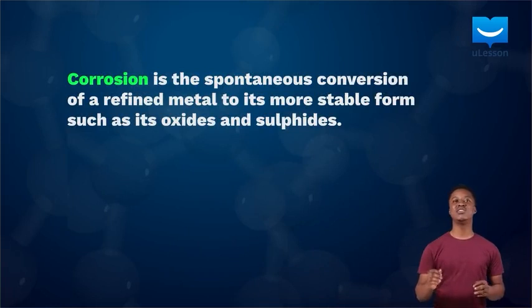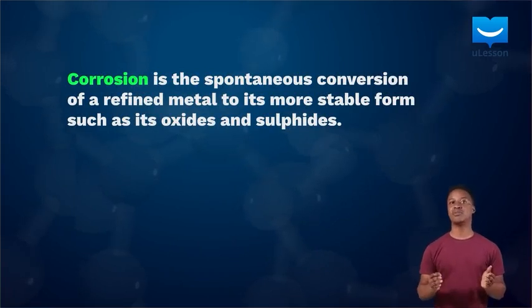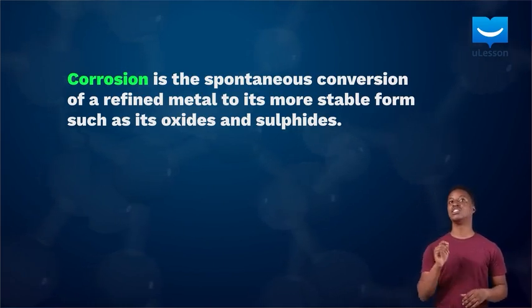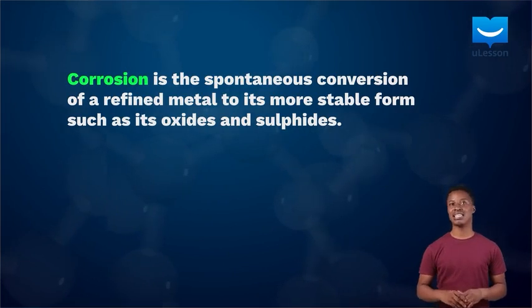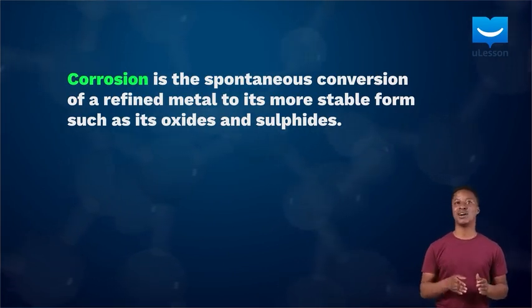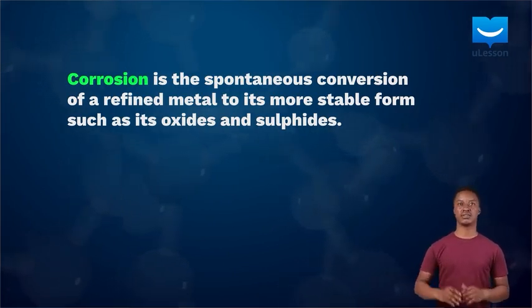Corrosion is the spontaneous conversion of a refined metal to its more stable form, such as its oxides and sulfides. It will interest you to note that this process is often an electrochemical process that involves the oxidation of the metal and the reduction of oxygen.